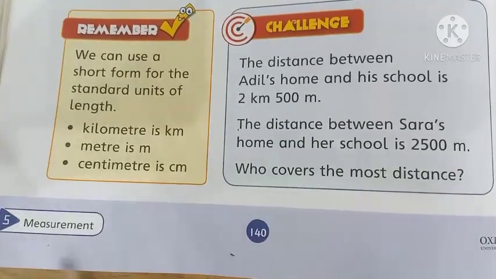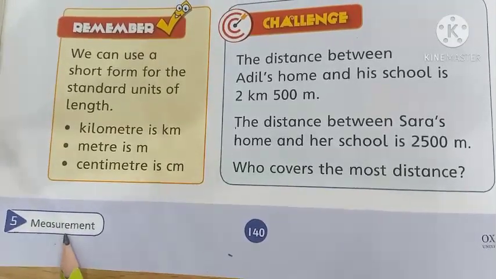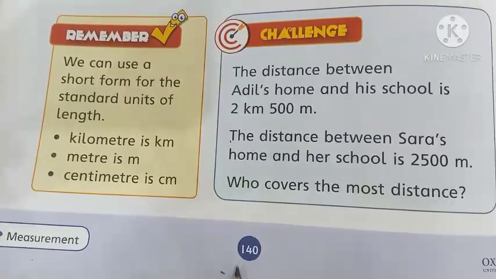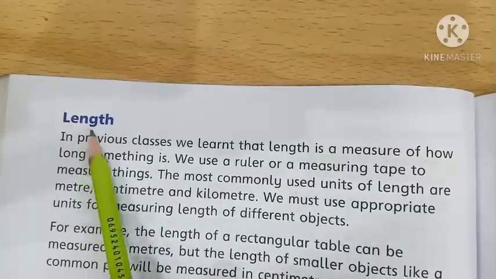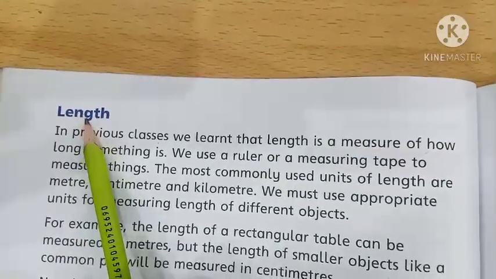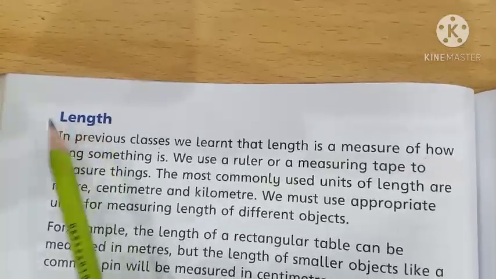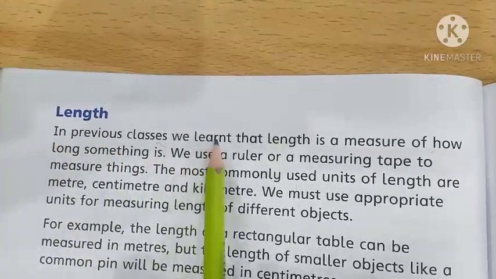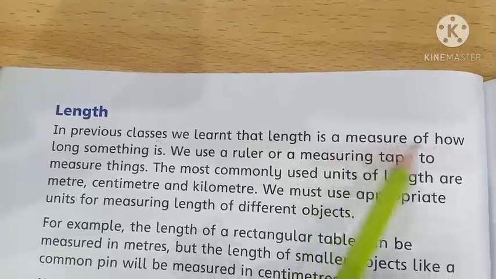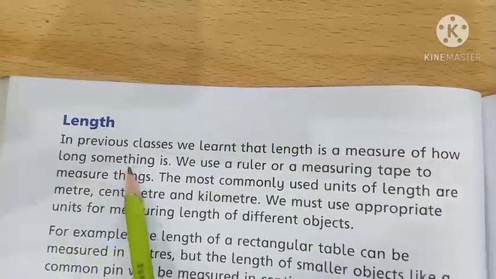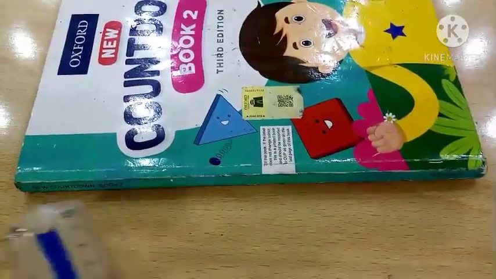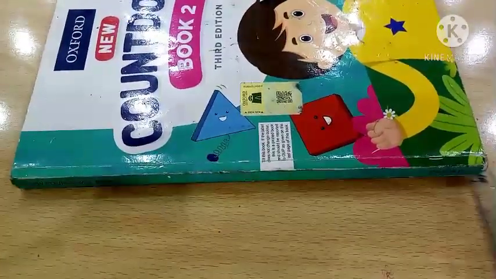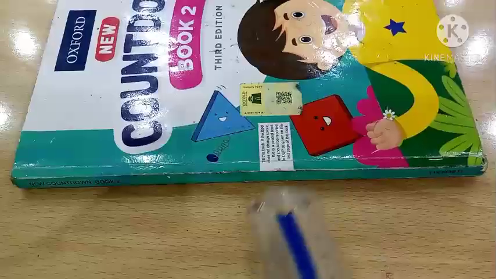Students, as we are studying Unit 5 about measurement, today our page number is 140 and the topic is length. Length means the distance from one end to the other end. In previous classes, we learned that length is a measure of how long something is. For example, the distance from this end to this end is the length of this book.